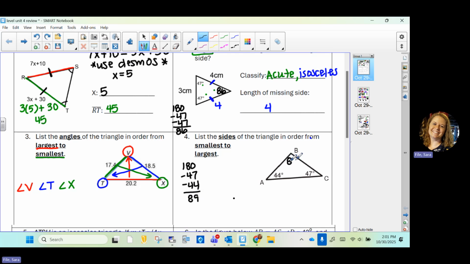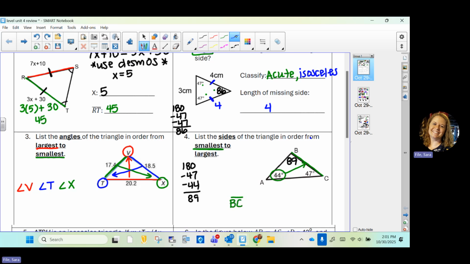Now, how do these angles compare? And this time, pay attention. It says smallest to largest. The last one was largest to smallest. So it's in reverse now. Okay, so the smallest side will be across from the smallest angle. Which of those angles is smallest? 44 is the smallest, and so it's across from this side. How would you name this side? BC.